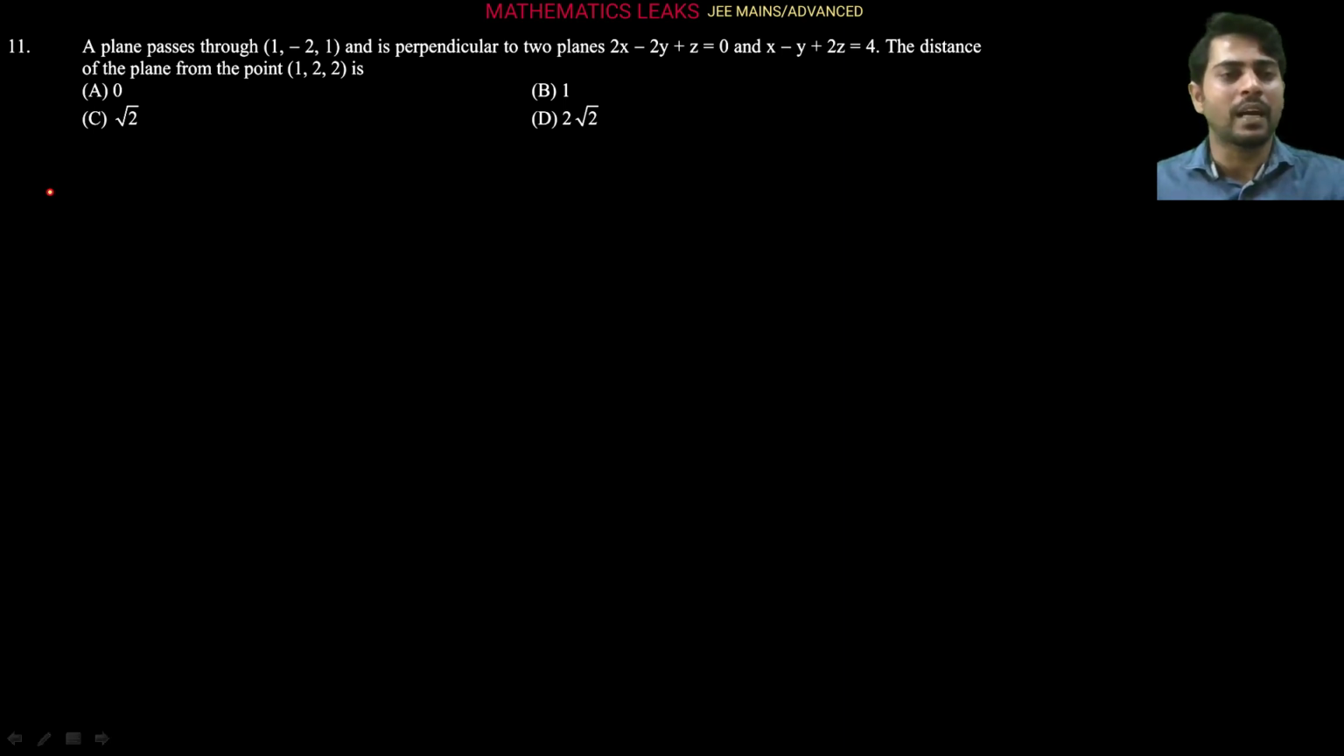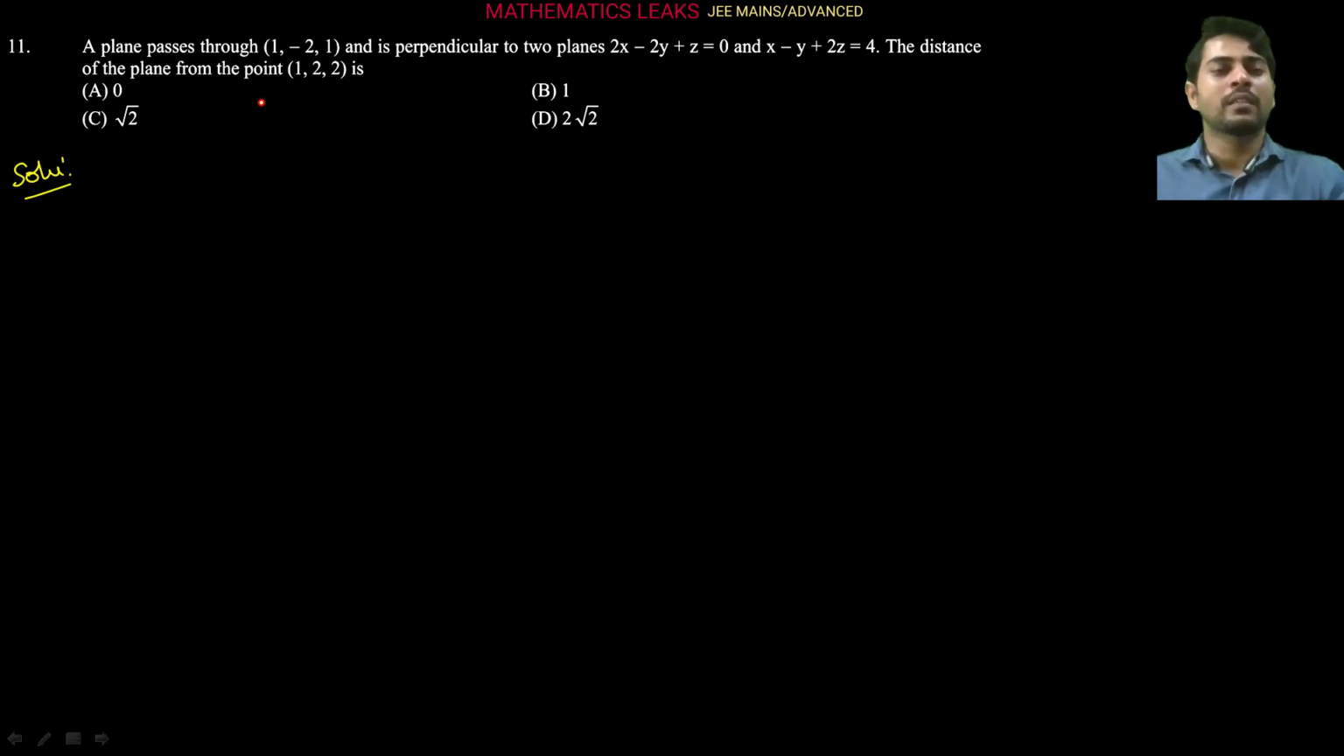Question number 11 in IIT JEE 2006 was from 3D geometry. The question is: a plane passes through the point (1, -2, 1) and is perpendicular to the two planes 2x - 2y + z = 0 and x - y + 2z = 4. The distance of the plane from the point (1, 2, 2) is. So let's solve it.